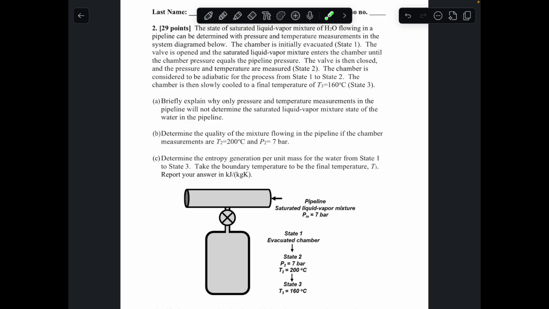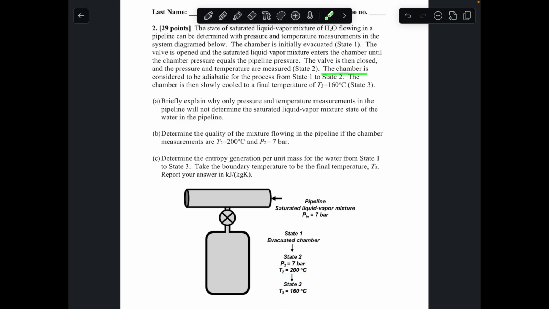So at state 2, this valve is opened and mass is allowed to flow from the pipeline and start to fill up the chamber until the pressure in the chamber is equal to the pressure in the pipeline. Then the valve is closed and the pressure and temperature are measured at state 2. So after all the mass has flowed into the chamber, the valve is closed again and there is a pressure and temperature measurement taken, and we have these values here.